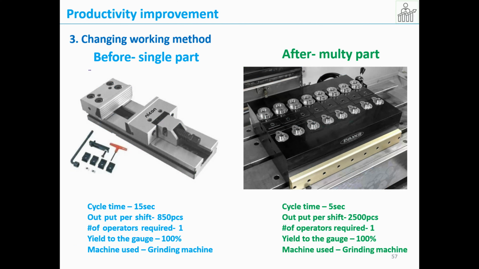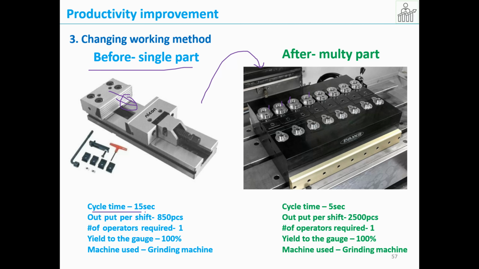Say for example, there is a grinding. What they did is use a single part with a vice. After that, the improvement is they took multiple parts. They did a multi part. So what happened when they did multi part? The number of parts coming out per hour has increased, and the cycle time for one particular part has been reduced. How? Because in a single shot it will grind and go. So that is the concept here.